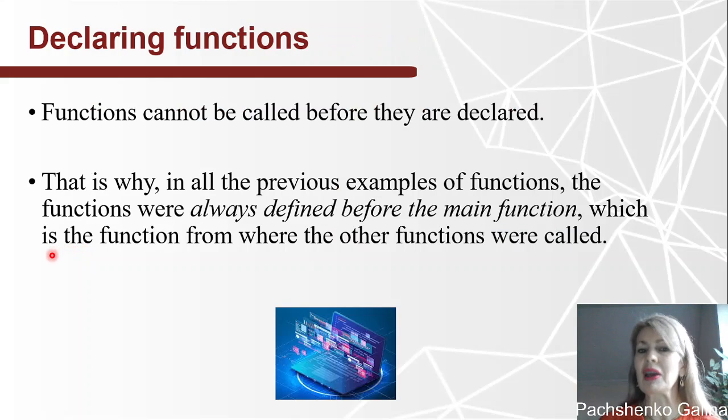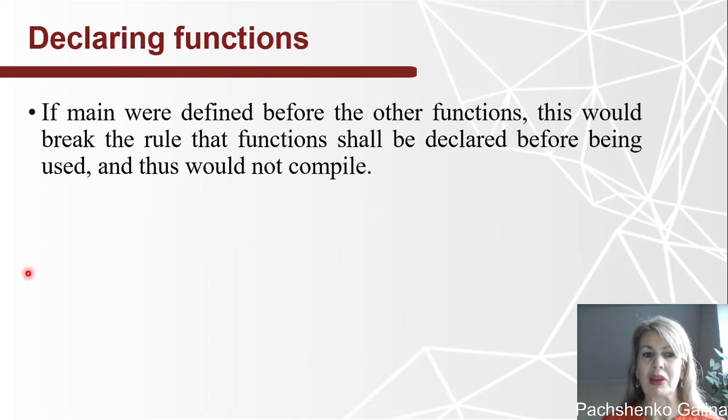Functions cannot be called before they are declared. That is why in all the previous examples of functions, the functions were always defined before the main function, which is the function from where the other functions were called. If main were defined before the other functions, this would break the rule that functions shall be declared before being used, and thus would not compile.